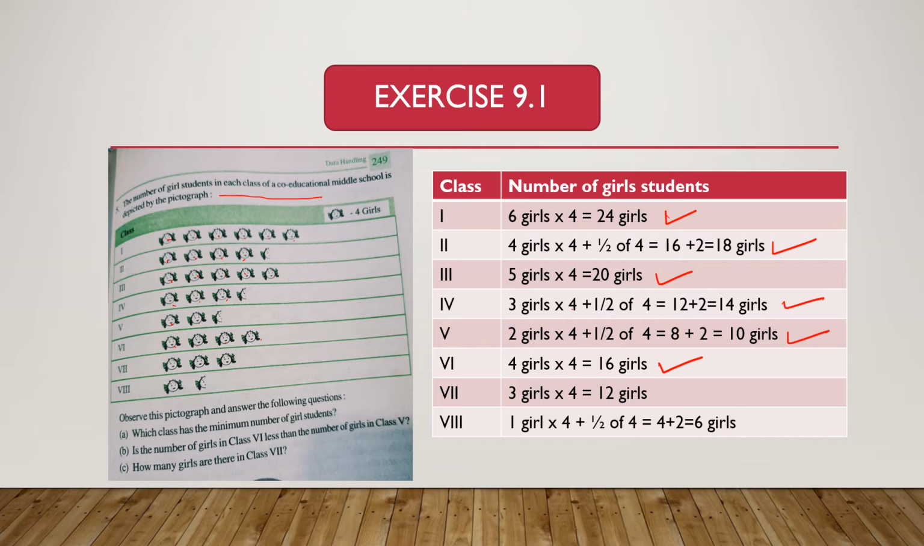In class 7 there are 1, 2, 3 symbols. One pictograph symbol is 4 girls, so 3 multiplied by 4 is 12 girls. So there are 12 girls in class 7. In class 8 there is only one pictograph symbol, so 1 multiplied by 4 is 4 girls, plus half of 4 which is 2 girls. So 4 plus 2 is 6 girls. So there are 6 girl students in class 8.